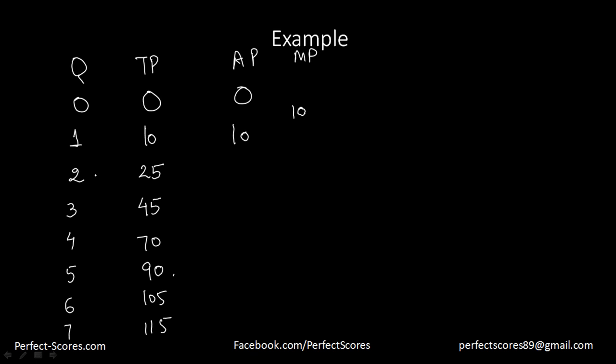Now what is this? This is 25, this is 2, so this is 12.5, because average product is total product divided by the quantity. This is 45 over 3, which is 15. This is 70 over 4, which is 17.5. This is 90 over 5, which is 18. Then you have 105 over 6, that is again 17.5. 115 over 7, roughly 16.4. So that's what it is.